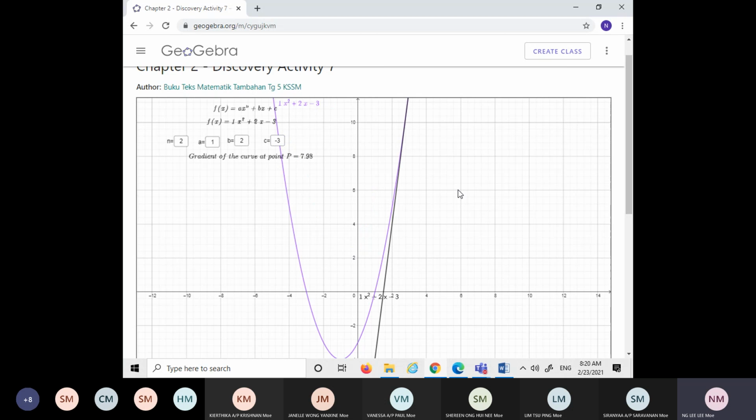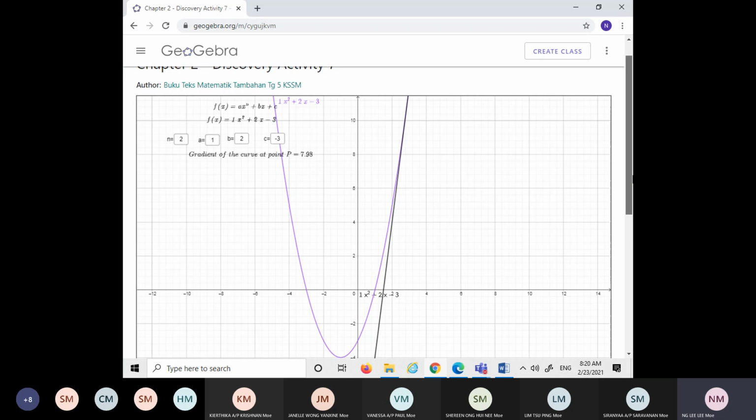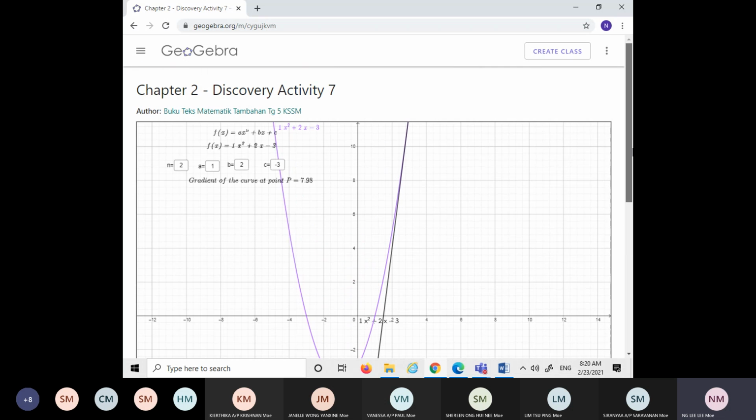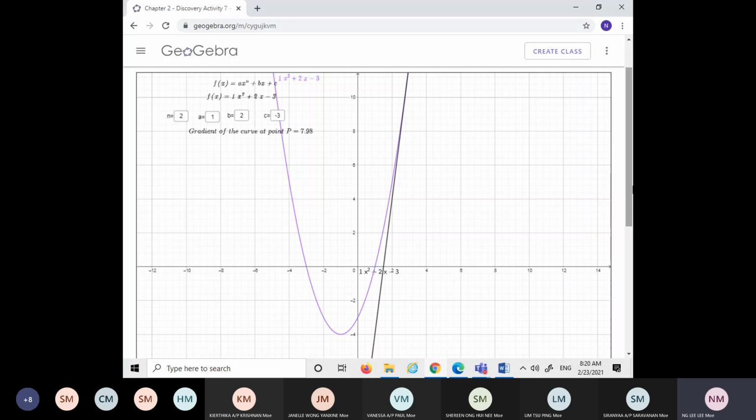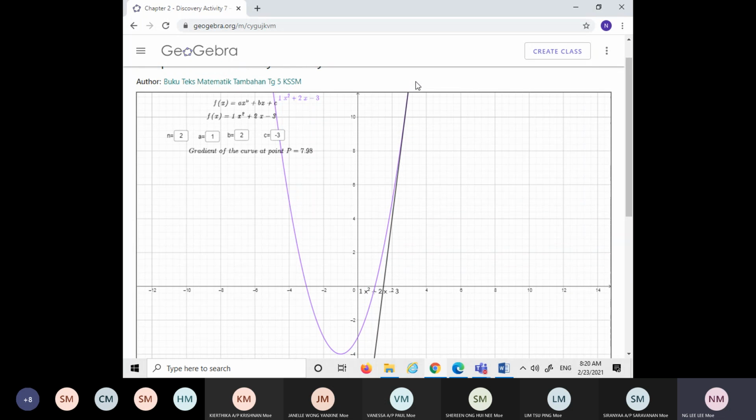Now I'm going to repeat the steps. I'm going to get the gradient at the point P. For the first point, the point P is at -3. I don't know where my P is already. Maybe it's far away. How do I get it?